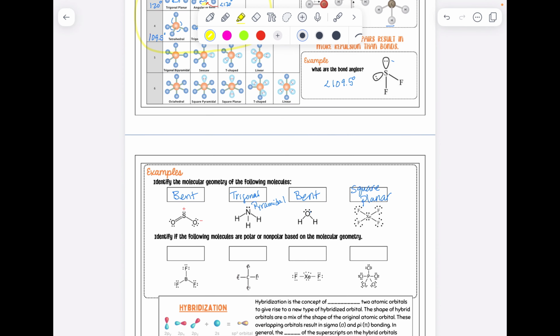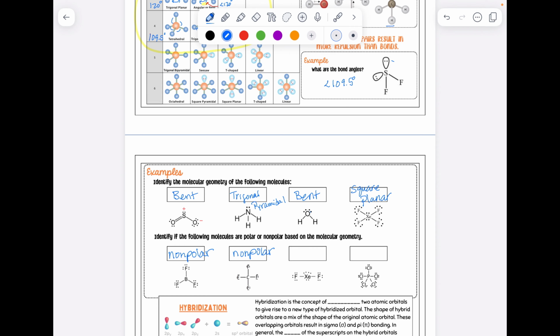On the next part, it says identify if the following molecules are polar or nonpolar based on their molecular geometry. And so again, you're looking for symmetry. Is it symmetrical? And so this one, this BF3, has the same atom attached to it, no lone pairs. So this is symmetrical, it's nonpolar. Again, same for the CF4. This is also nonpolar because the same atom is attached all around.